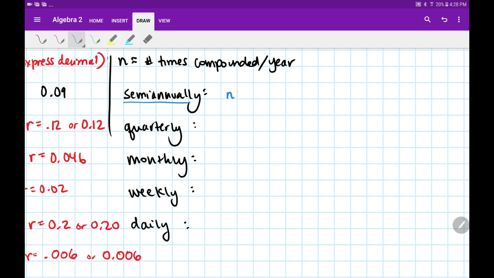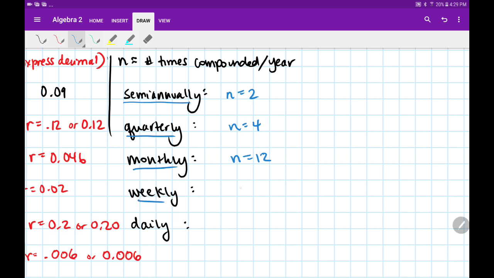Well, semi-annually means 2 times per year, so I'll set n equal to 2. If we say quarterly, that's 4 times per year, so n is equal to 4. You really have to memorize these words and what they mean. Monthly, that's 12 times per year, so n equals 12.